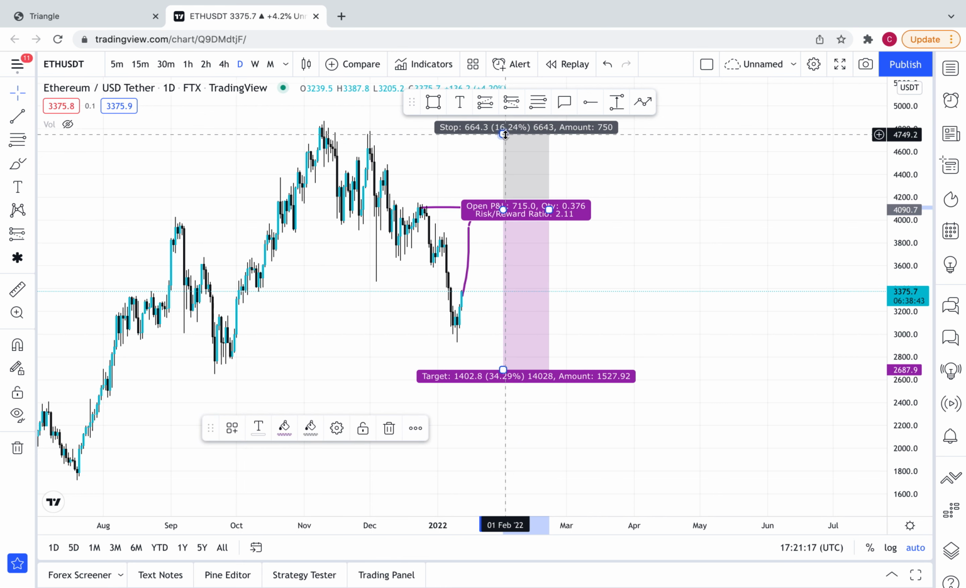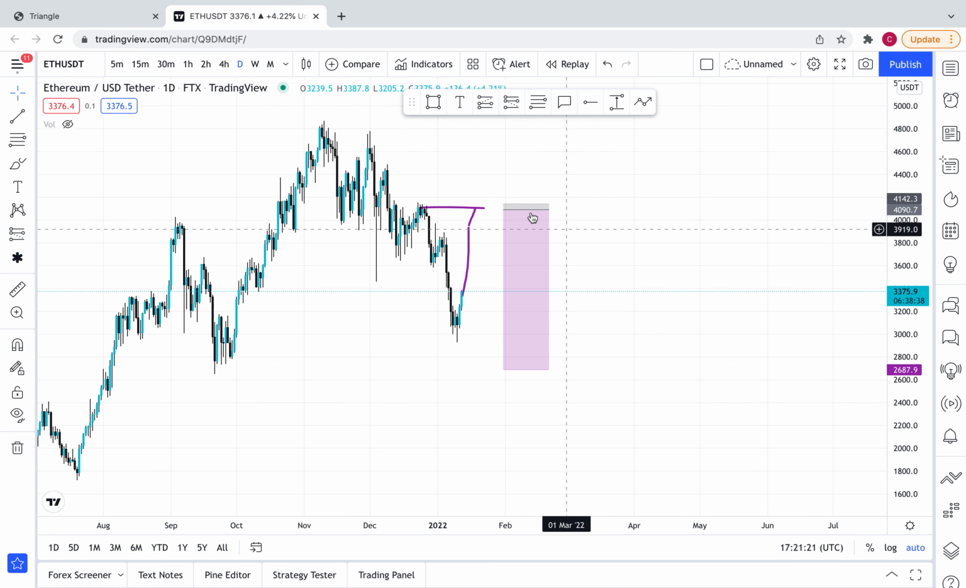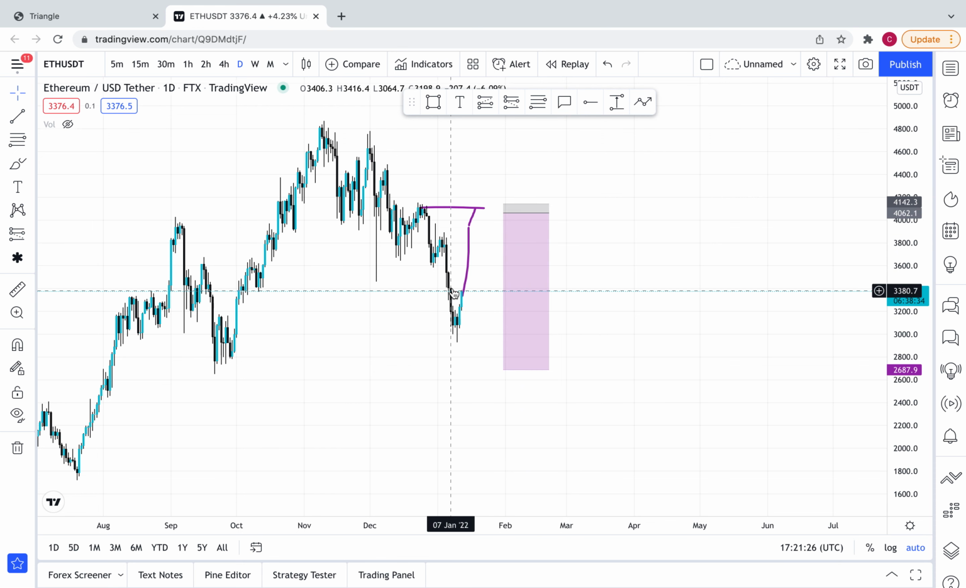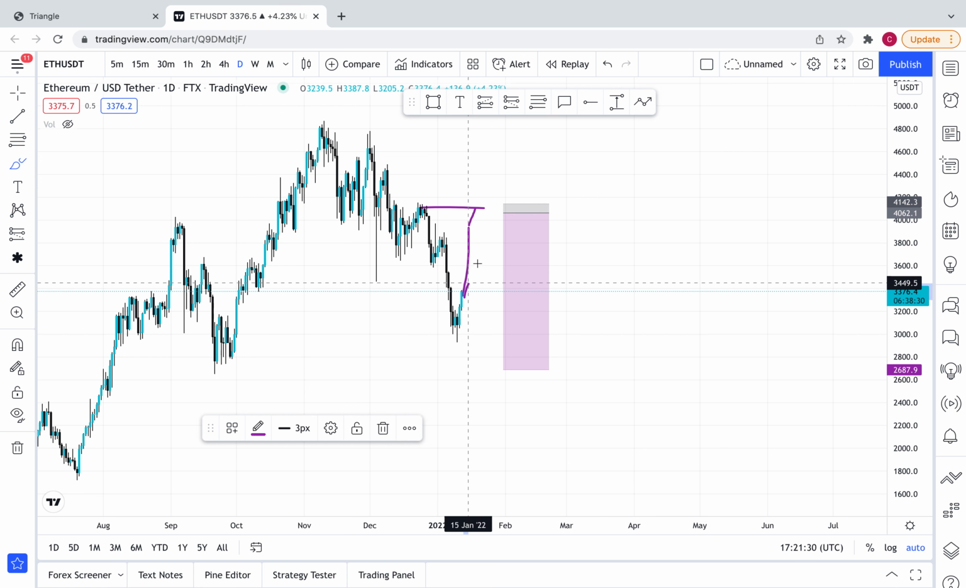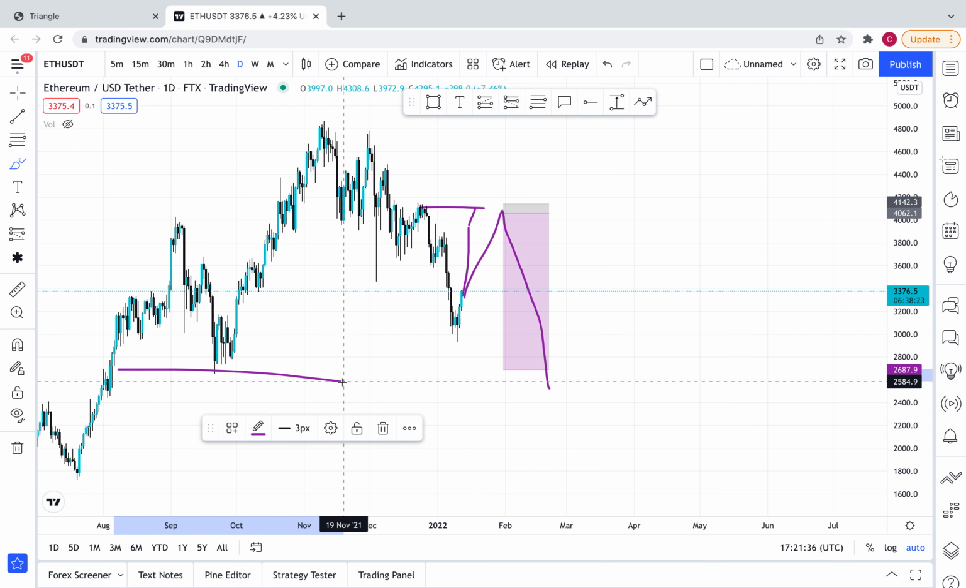Because it was the other block that broke structure. Let's just put something like this. So I'm going to expect price to move up, test this region, then come downwards to break this low. So when will Ethereum go back to the summit?